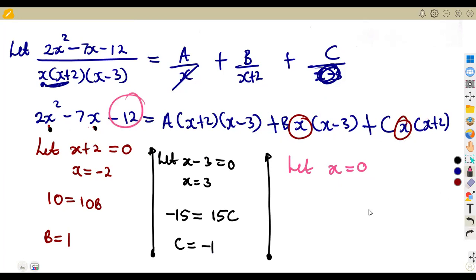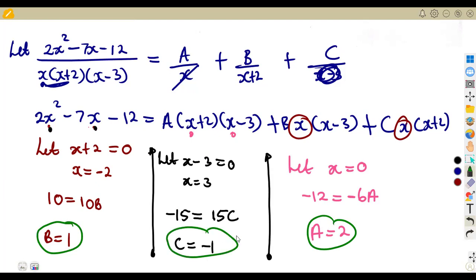So you're going to get a negative 12. So negative 12 is equal to, we substitute a 0 here and on this one. So that will be 2 times minus 3, which is minus 6. So that will be minus 6a. So a is going to be a positive 2. All right. So these are the values that you want. The value of a here, the value of b, and also the value of c.